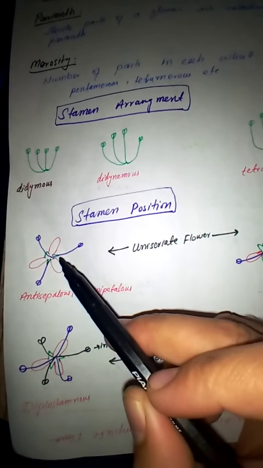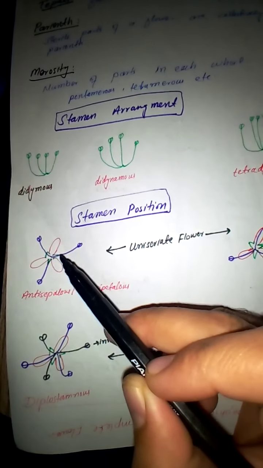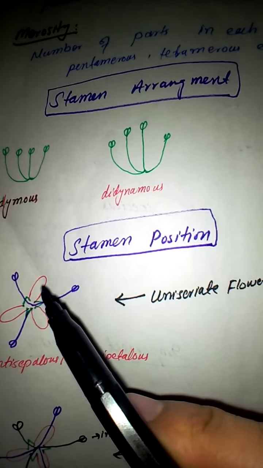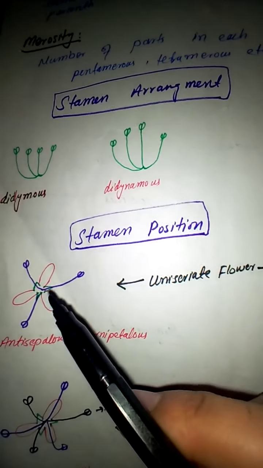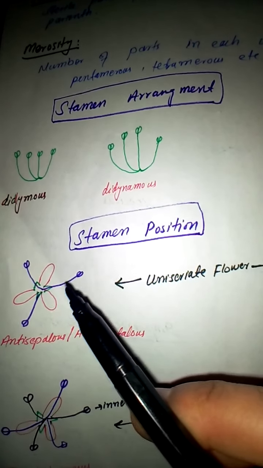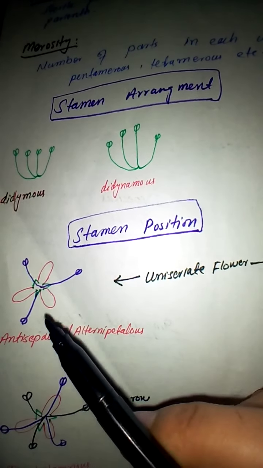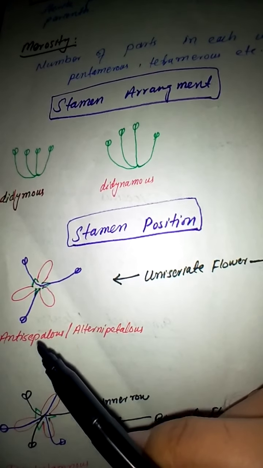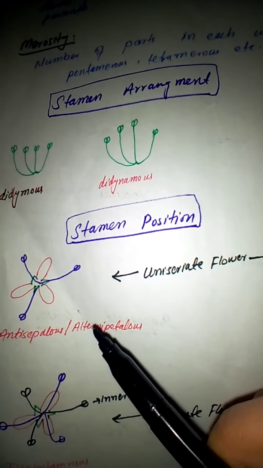Antisepalous or alternipetalous means when the stamens are present in front of the sepals. These green parts are the sepals while these red ones are the petals. So here the stamens are placed in front of the sepals, so this is known as antisepalous or alternipetalous.